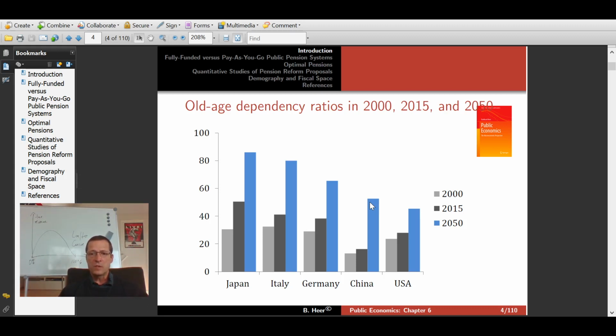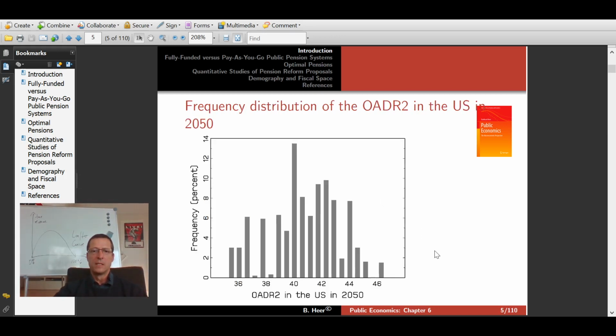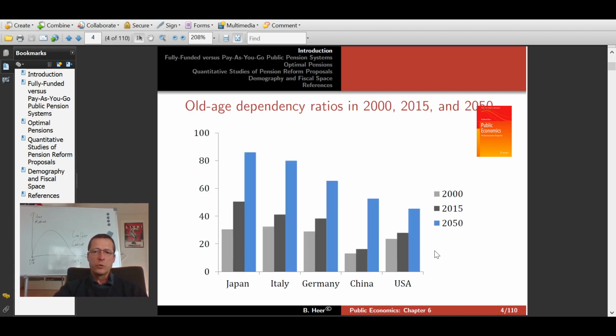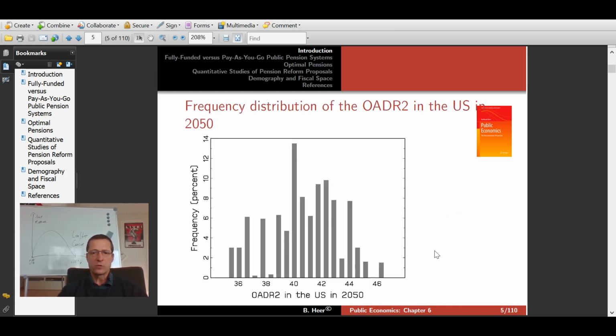And the United States is actually one of the countries with a very sound demographic structure and is not in as much trouble as Germany, Italy, or Japan. So in the United States, by the year 2050, about 2 workers have to take care of 1 retiree. Now, these numbers here for 2050, of course, they are projections.